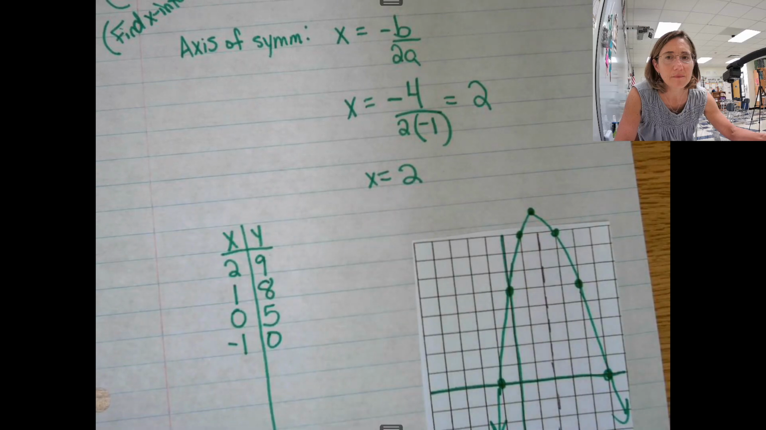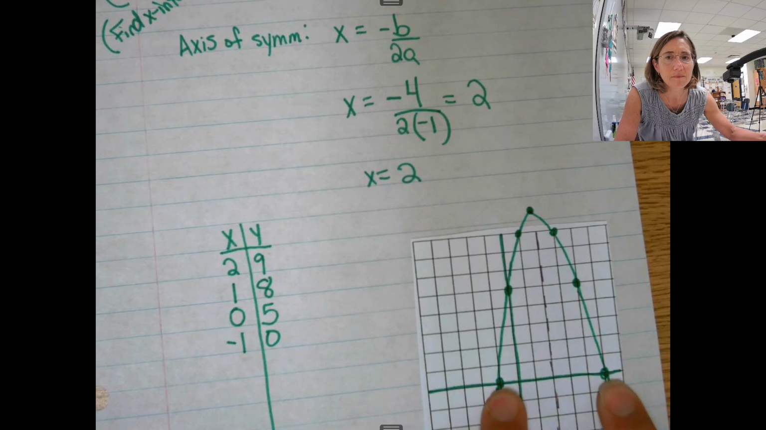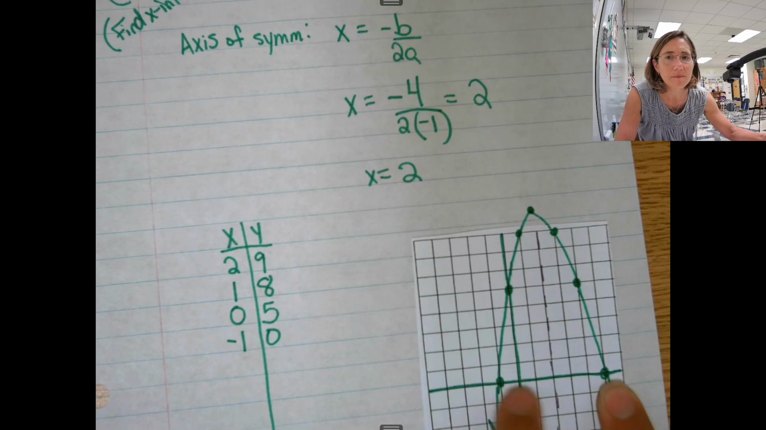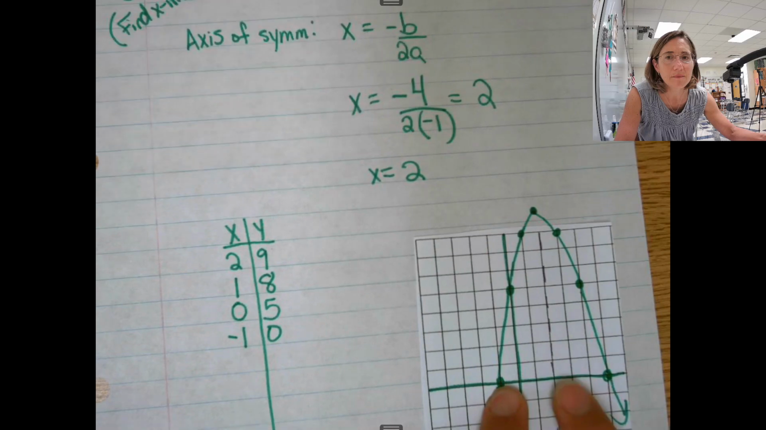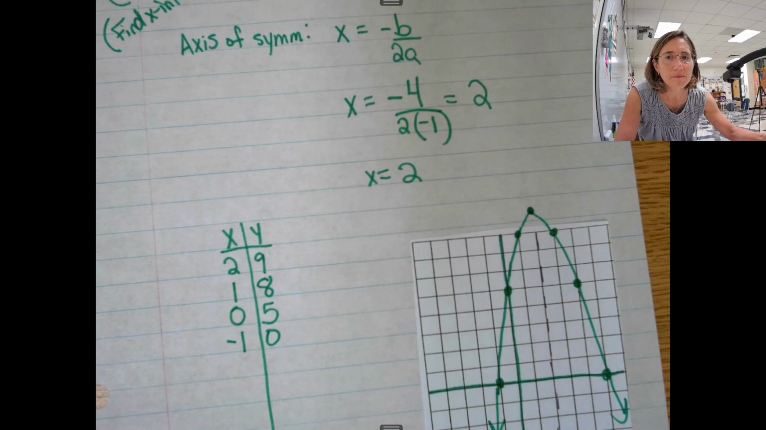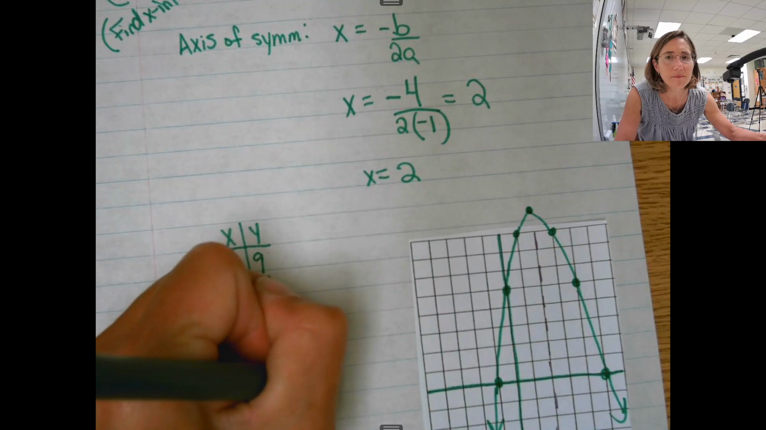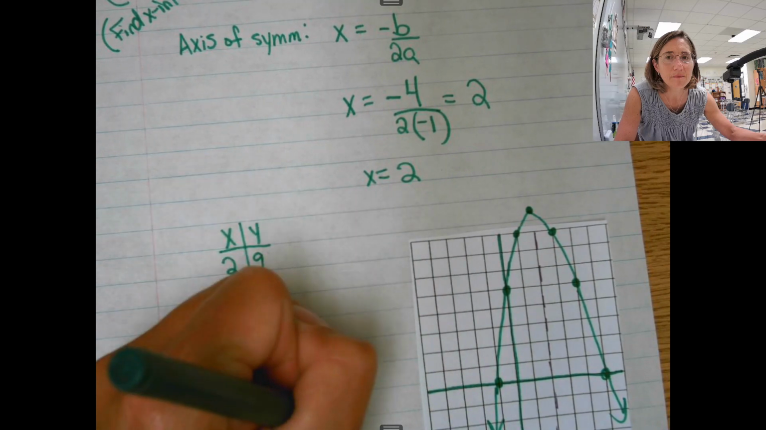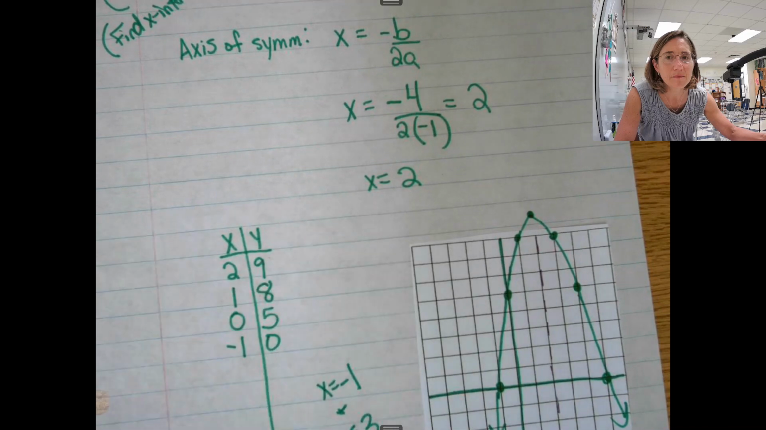Ta-da! So if I'm looking for the solutions of this, also known as the roots, also known as the x-intercepts, here they are. They are where the x value is -1 and where the x value is 3. Those are the 2 roots. So x equals -1 and x equals 3 are the 2 roots here.